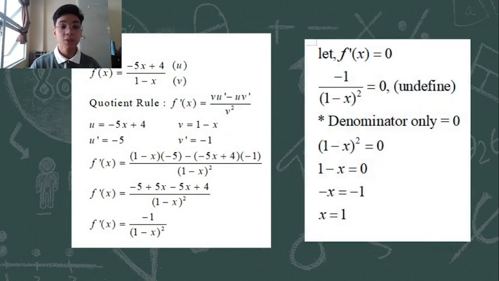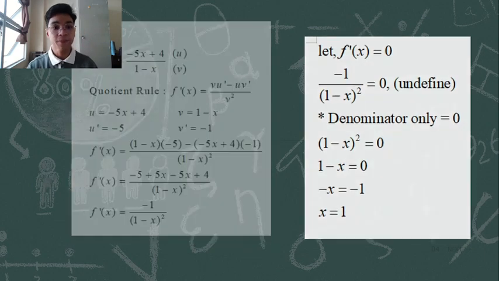And then in the third question, we will apply our differentiation. In this question, first, for us to get the f prime x, we need to use quotient rule since it's a fraction. And after we got our f prime x, we will let it equal to 0, where we will find it will got undefined. So after we got undefined, we will take denominator only equal to 0, where when we rearrange it, we will get our value x equal to 1.